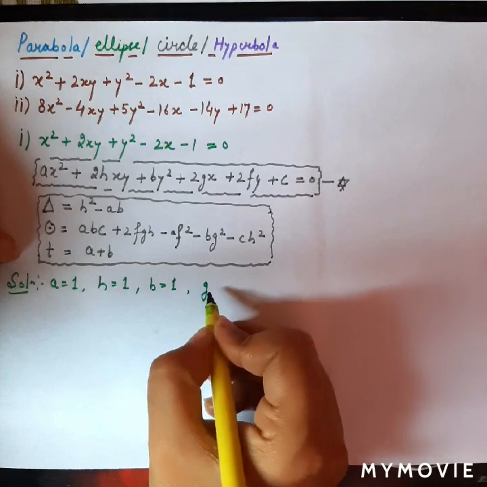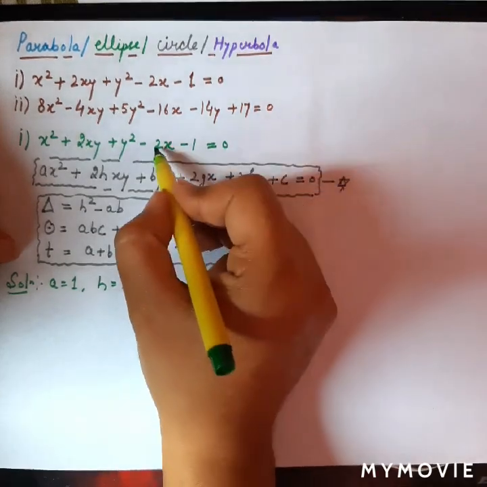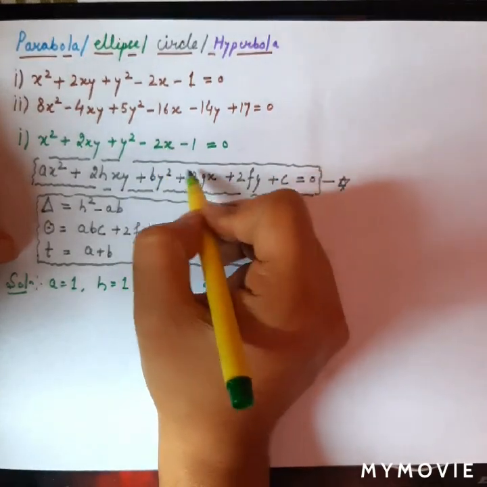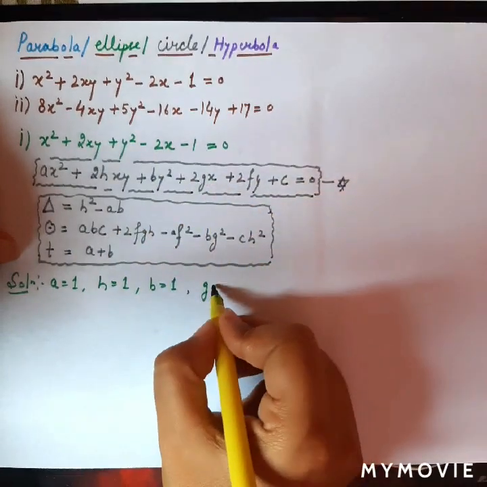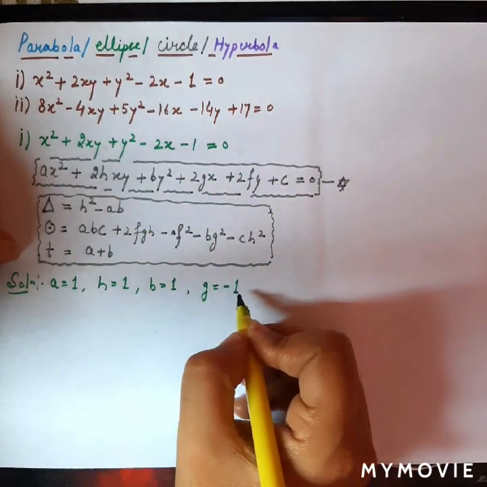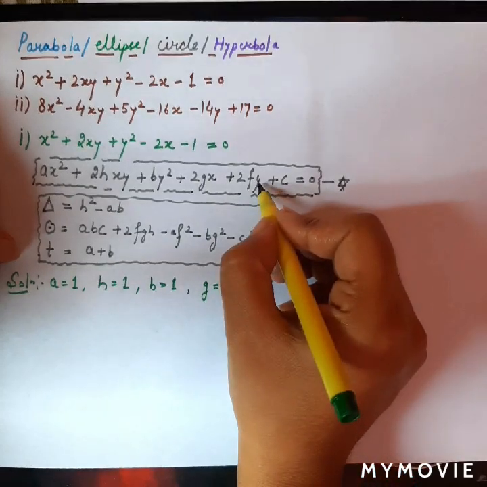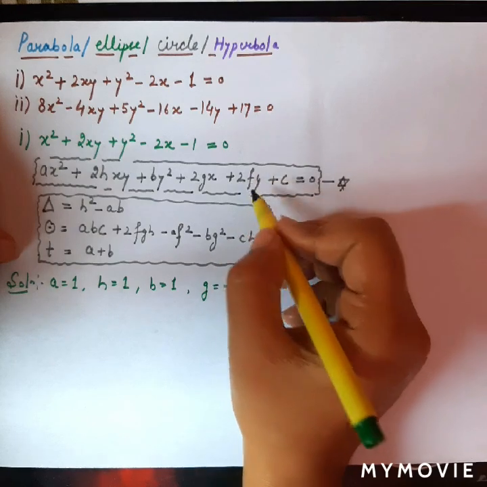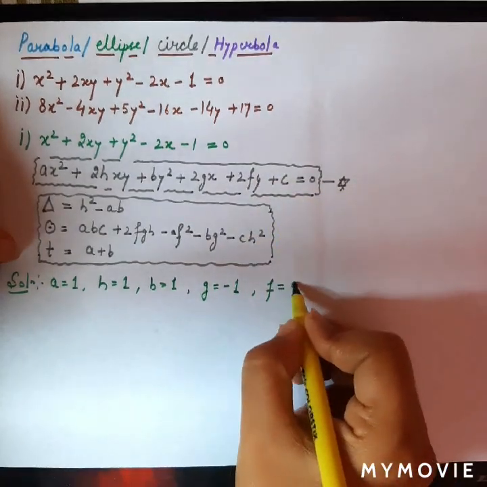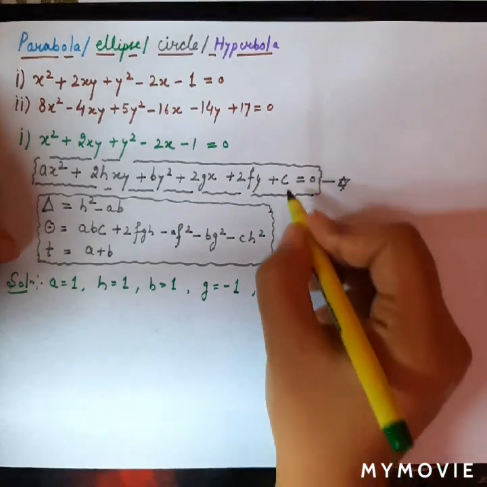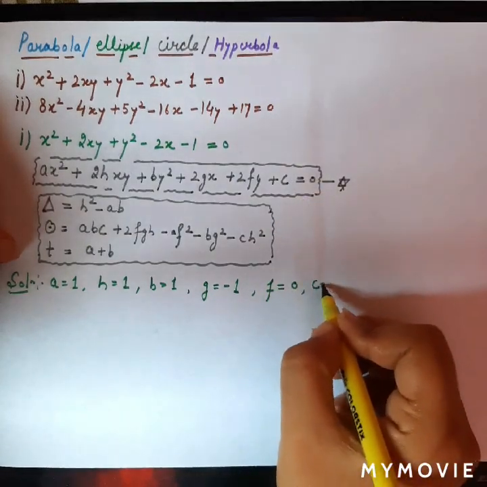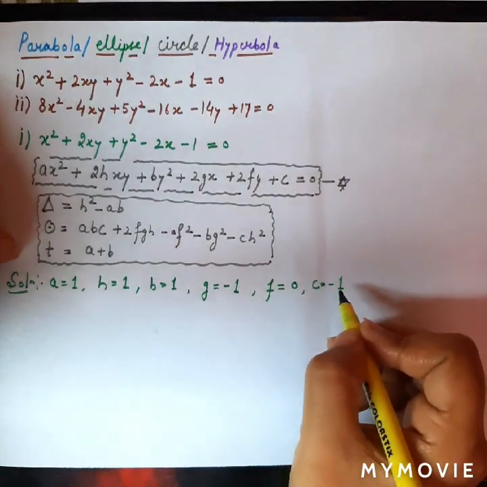Then by square, 1 y square, so b is also equal to 1, right? In the same way we will proceed further. 2gx: minus 2x, the component of x is minus 2, so 2g will be equal to minus 1. Then we don't have any term of y, this term is missing, so we write f is equal to 0, right? And the last one is c is equal to minus 1, right?